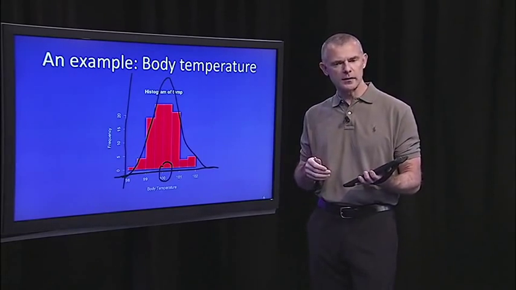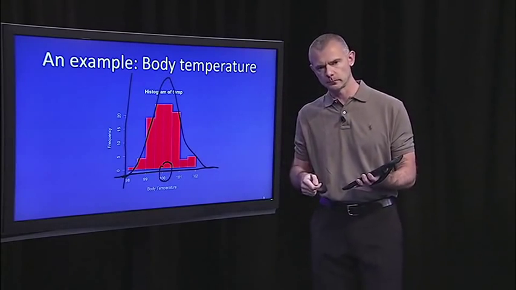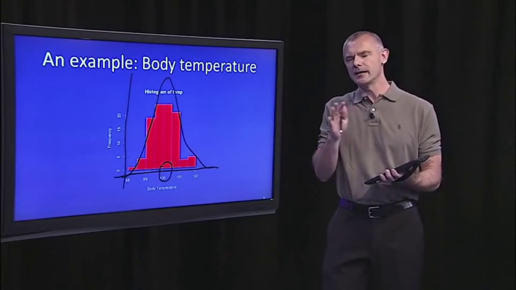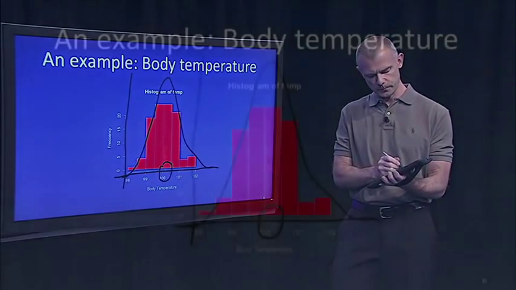So there are different ways that you can measure body temperature, and the wand tends to overestimate body temperature. And that bias in measurement is important. We're going to come back to that when we talk about measurement issues.